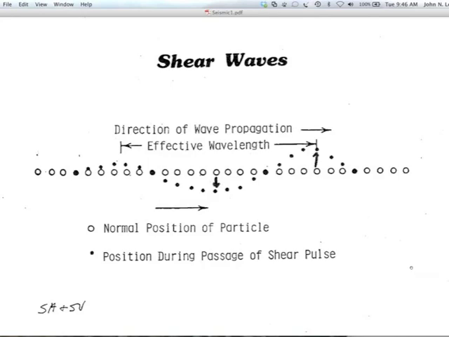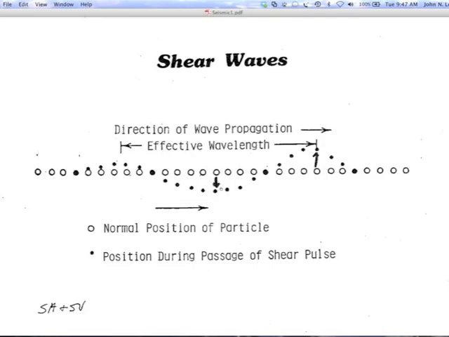I want to say a few words about shear waves. Here's a little illustration. We're looking down at a map view of a line of particles. These open circles are the normal positions of the particles, and during the passage of a shear pulse, the particles are displaced to these filled-in small dots, the positions during passage of the pulse. You can see the positions form this wave shape, and in 455 you can discover why waves tend to be sinusoidal. So there's this wavelength, and there's the direction of wave propagation. This is going to move on, and the wave is going to shake these particles here.